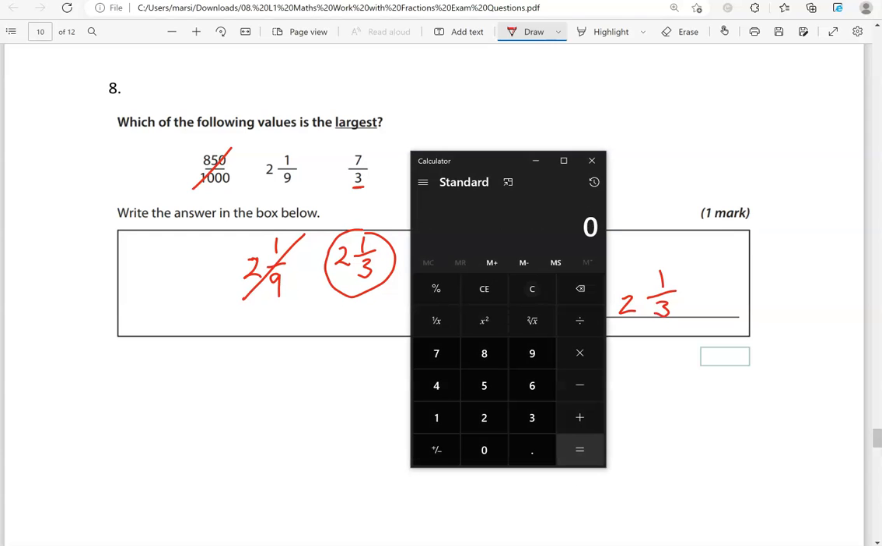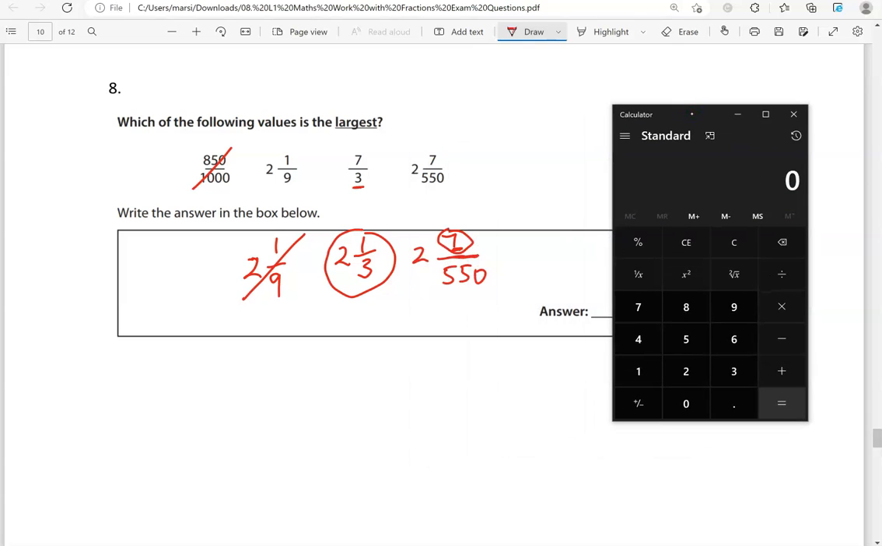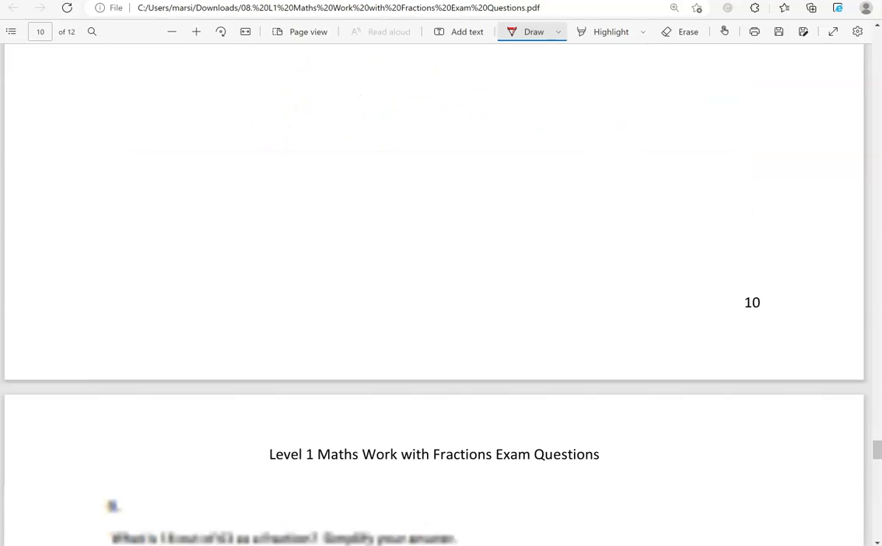You can always do this as well to compare 2 and 1/3 and 2 and 7 550ths. So 7 divided by 550, that is 0.012, whereas 1/3, that is 0.3, so it's much larger, ignoring the whole number in front, which is the same. So 2 and 1/3 is the largest fraction of them all.